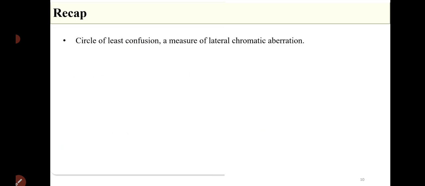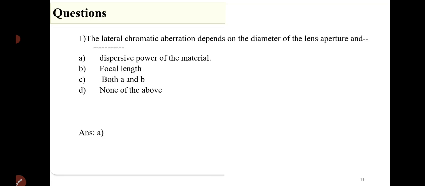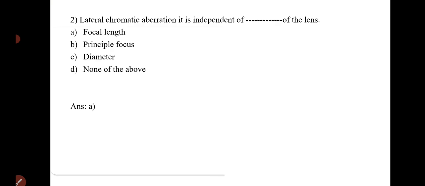Recap: circle of least confusion, a measure of lateral chromatic aberration. Let us discuss some questions. The lateral chromatic aberration depends on the diameter of the lens aperture and dash. Options are: dispersive power of the material, focal length, both A and B, none of the above. The answer is dispersive power of the material.